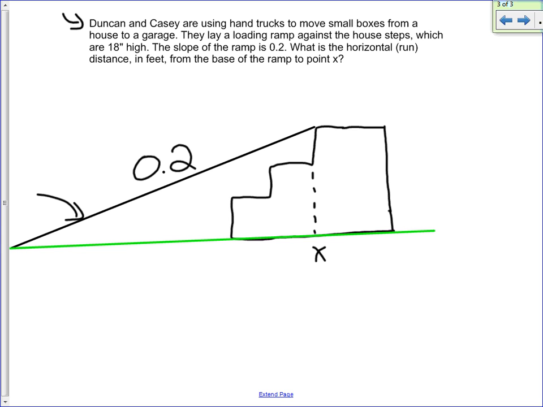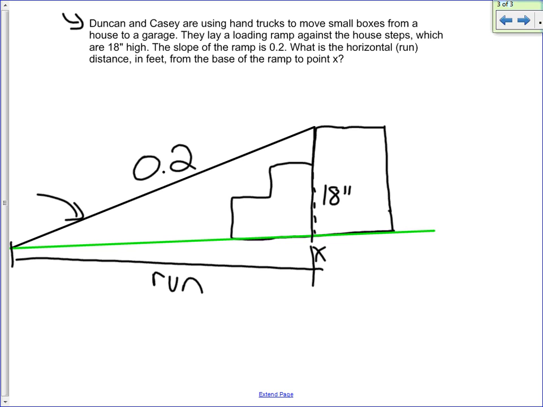I know that the stairs are 18 inches high. So this value right here is 18 inches. And I want to find from here all the way to X. So in other words, I'm looking for the run. I'm given my rise and I'm given my slope. Now in this case, the first thing that I always do is I rewrite the formula, and then that way you know what to deal with.